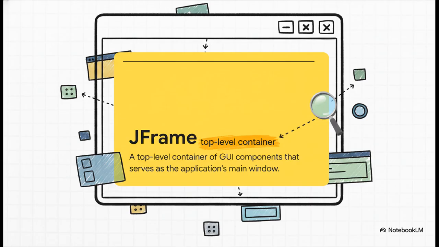A JFrame is defined as a top-level container of GUI components that serves as the application's main window. That phrase right there, top-level container, is the secret to the whole system. It basically means this is the fundamental box that must hold all the graphical components your user will eventually see. Everything you want to show the world has to be securely contained within this mainframe.